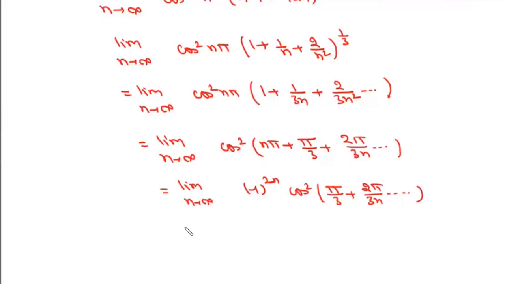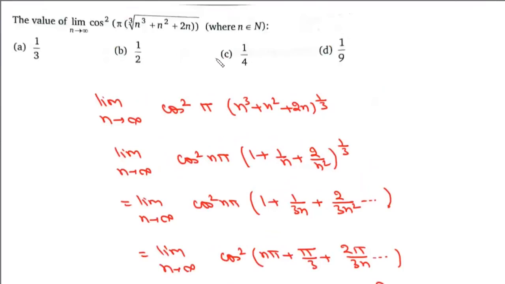Now minus 1 square is plus 1, and if we take n tends to infinite, all these terms will be 0. So this answer will be simply cos square pi by 3, and cos square pi by 3 is 1 by 4. And that's your option C.